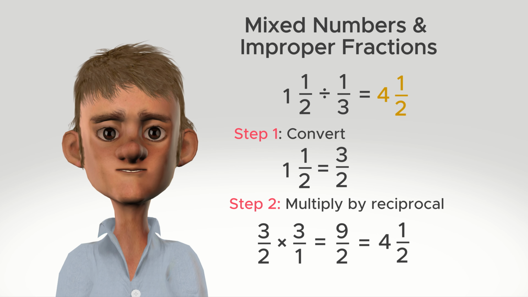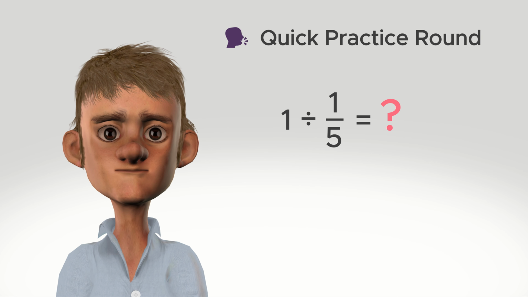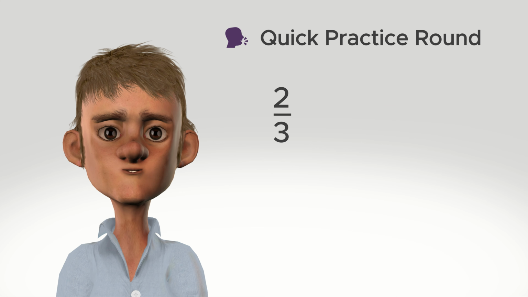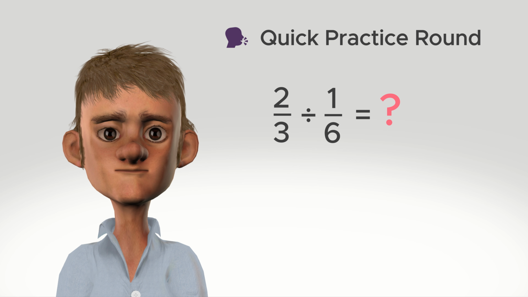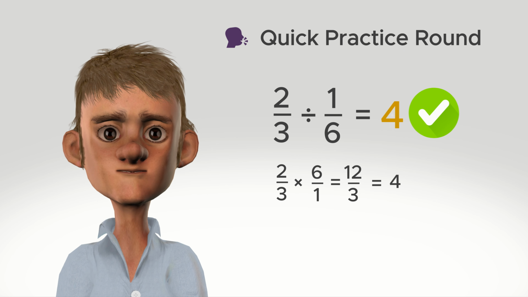Let's try a few together. Say the answer before I do. What is 1 divided by 1/5? Answer, 5. What is 2/3 divided by 1/6? Two-thirds times 6 over 1 equals 12/3, which is equal to 4.